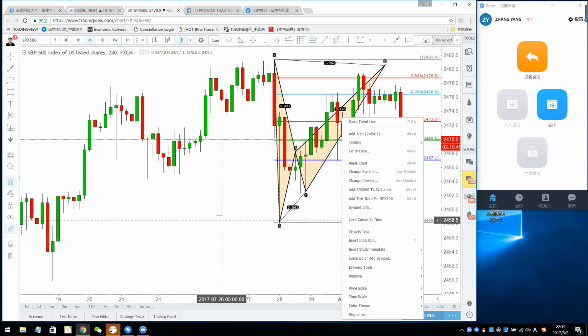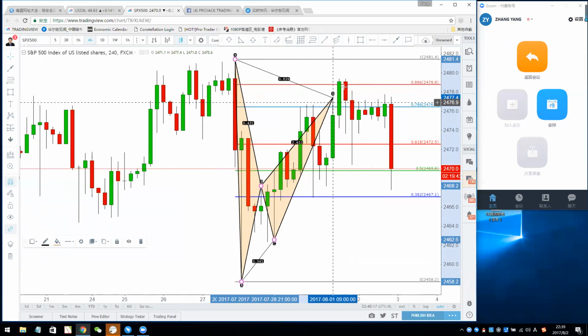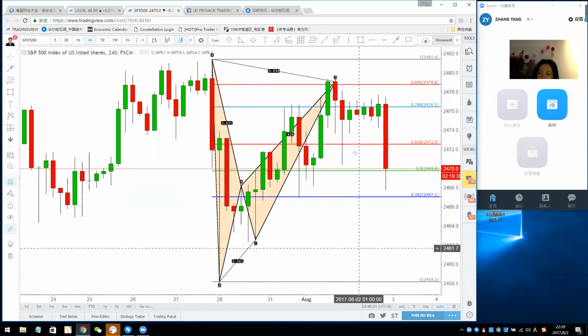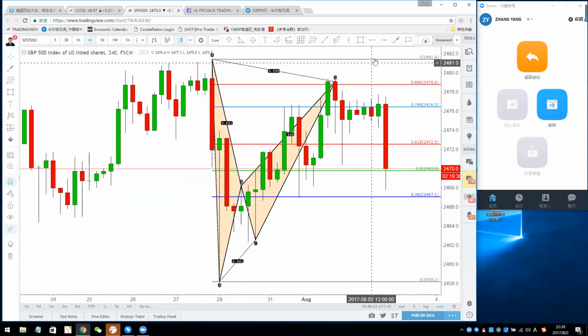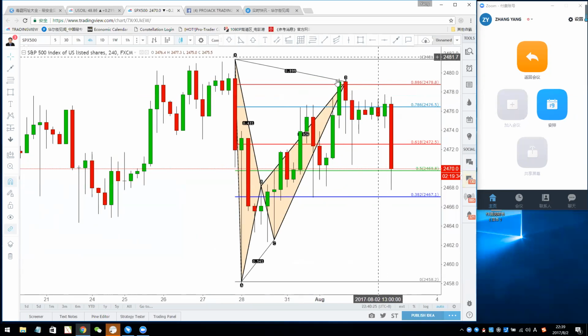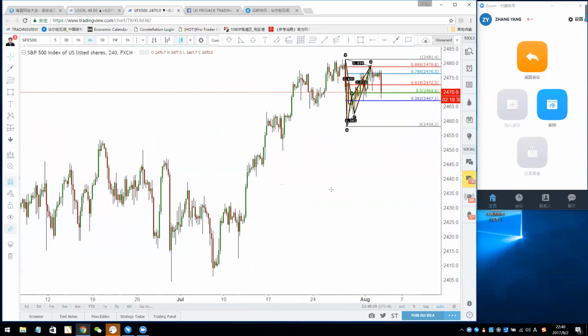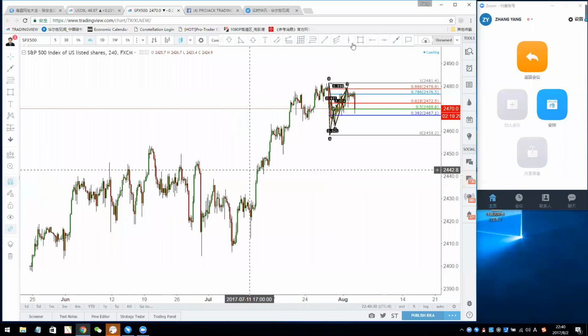Yeah, perfect. The D point at 2478. Okay, 2478. So this bat pattern tells you that you can short from 2478, stop from 2482, and aim for 2 targets. And another thing is I want to short S&P.